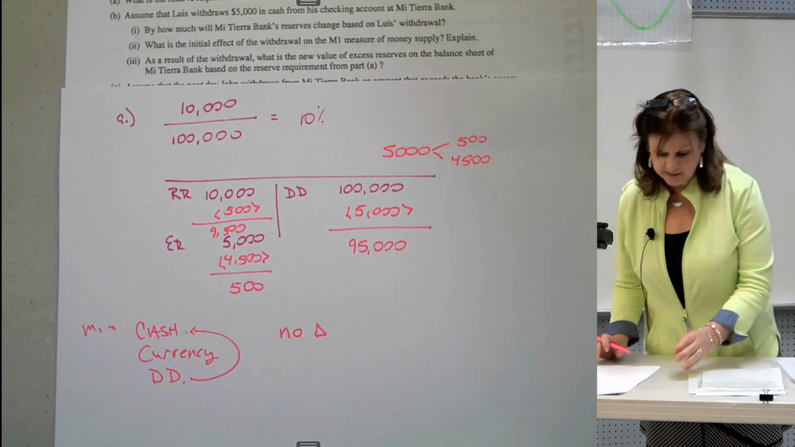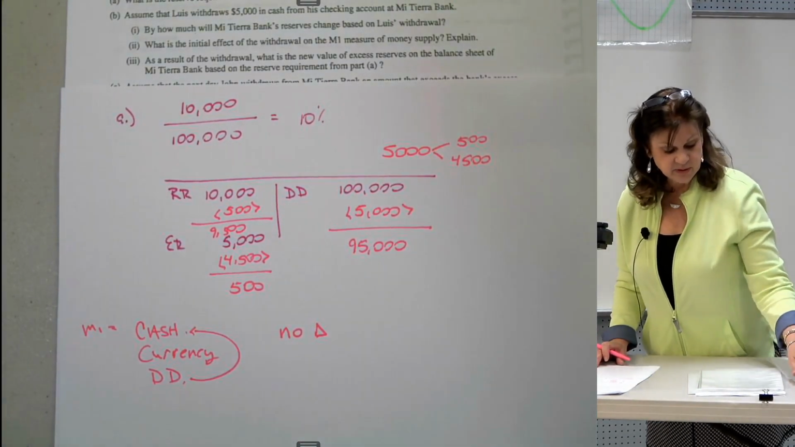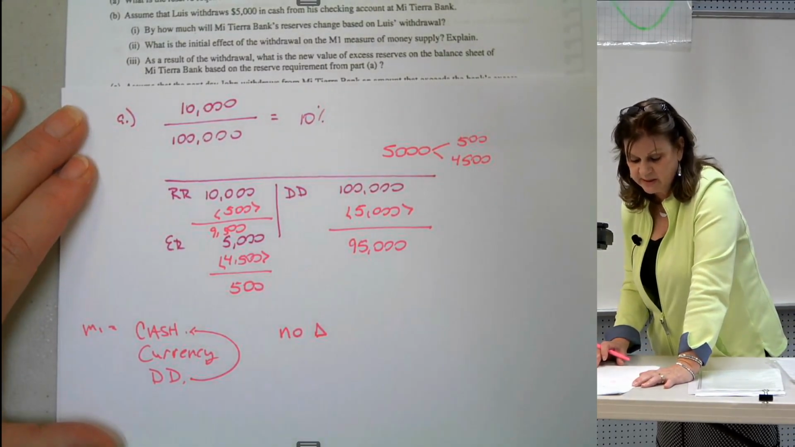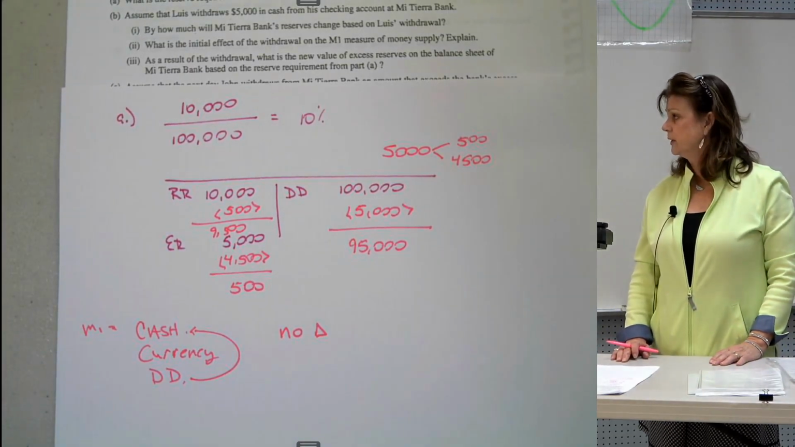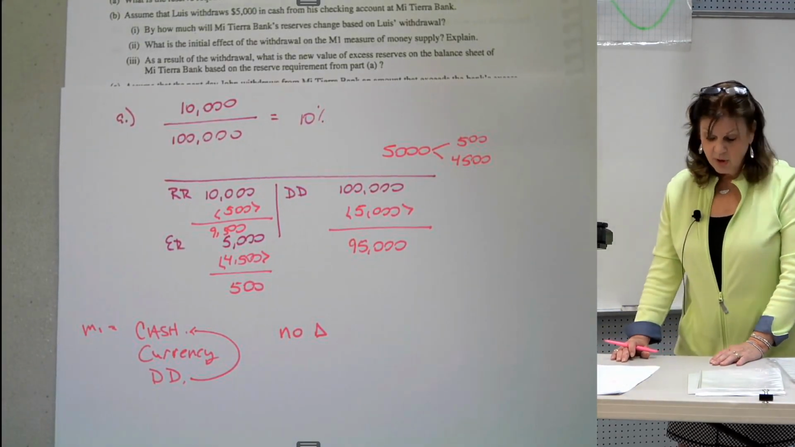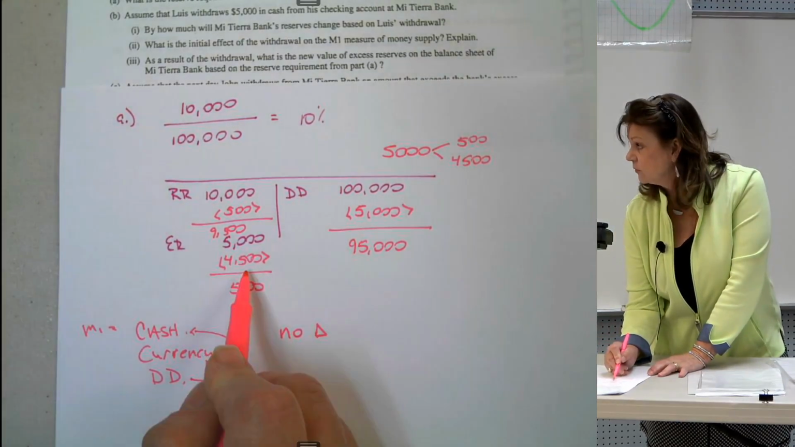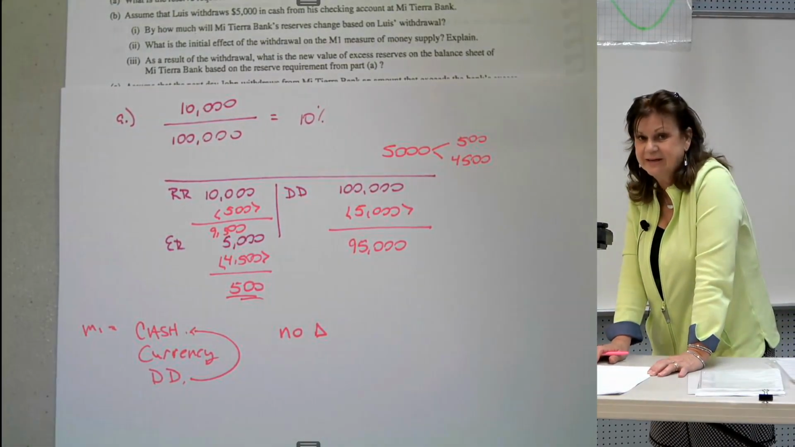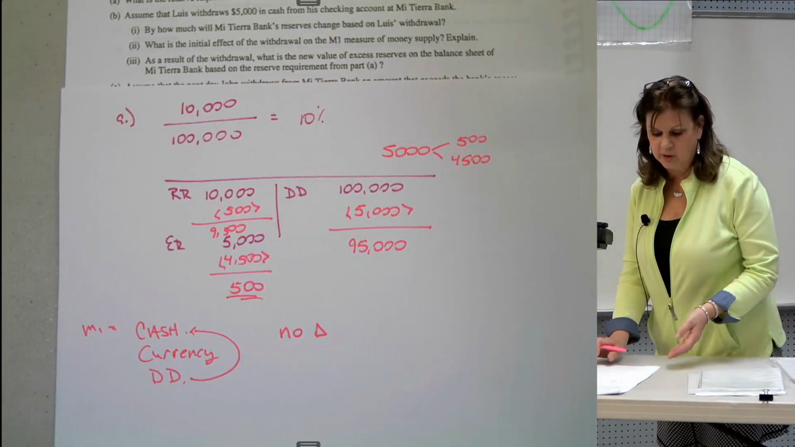So no change there. And then finally, 3, as a result of the withdrawal, what's the new value of excess reserves on the balance sheet based on the reserve requirement from part 1? All right, so now our excess reserves have gone down $4,500. We now have $500 left. And we kind of answered that when we allotted the withdrawal.